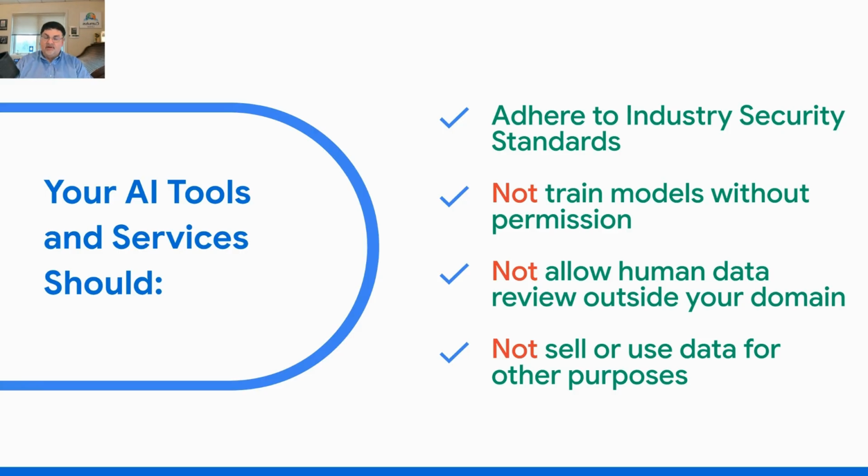Those tools should not train models without permission, whether it's paid or unpaid. They should not allow human data review outside of your domain, right? So it's one thing to even train AI. It's another to make the data that's being used to train AI publicly accessible, either through subscription or publicly, to anyone else. And you should make sure that your tool providers have guaranteed not to sell or use data for any other purpose than serving your business needs and responding to your prompts and responding to the tools and systems that you integrate with that AI tool itself.